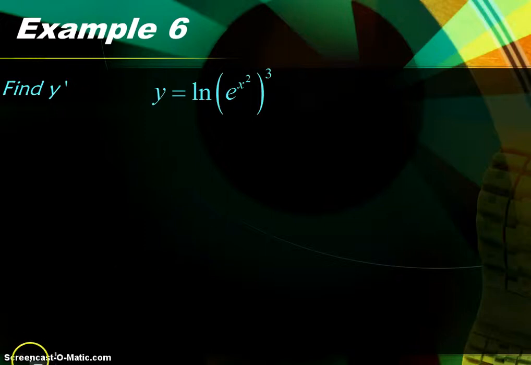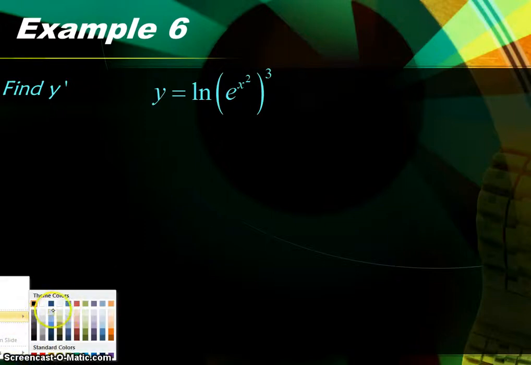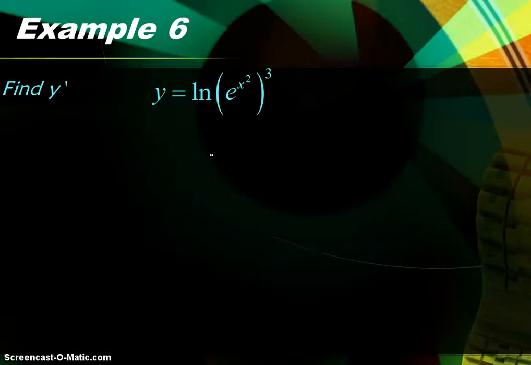Alright, very similar problem. Again, I have choices. I could either take this 3 and bring it out front, the same way I just did in example 5, or I might recognize that this ln and e cross out. What you got to be careful of is I can't just cross them out right in the beginning. I've got to bring this 3 in as an exponent first.